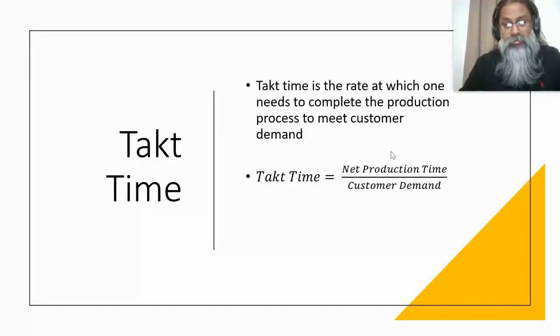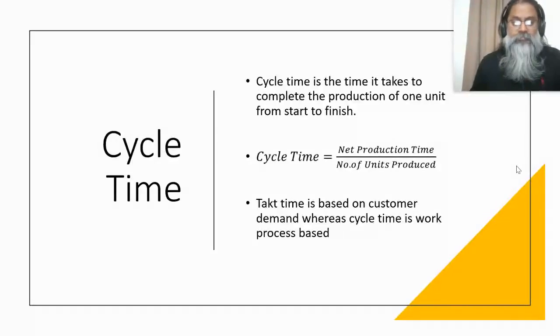Takt time is the rate at which one needs to complete the production process to meet customer demand. And the equation for takt time is the net production time divided by customer demand. So this will let you know the maximum time that you will have to produce a unit in a production process. Now, what is cycle time?